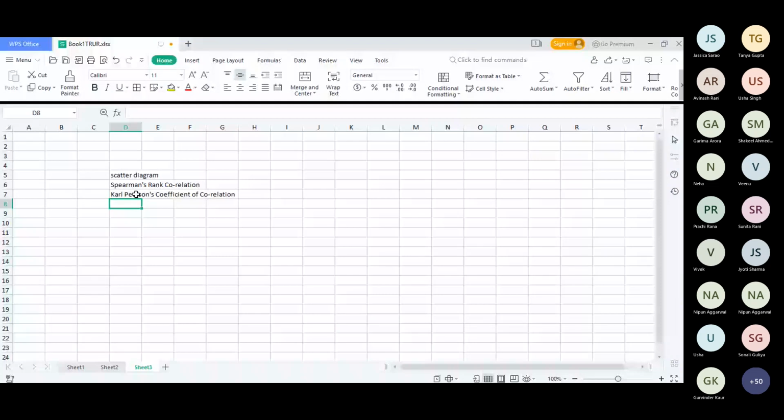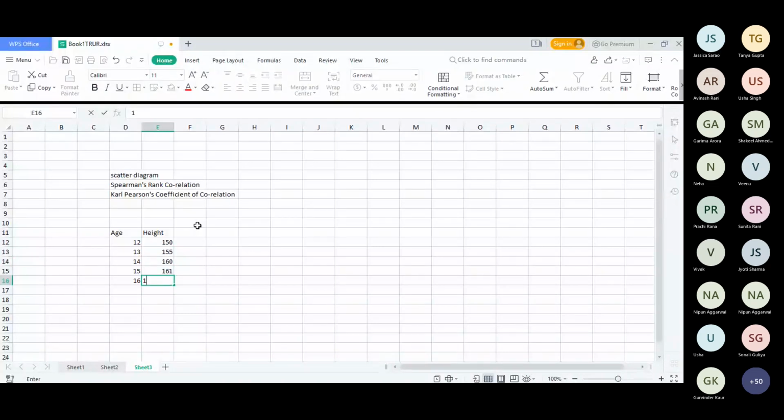The first one is the scatter diagram. A scatter diagram is none other than a graphical representation of two variables. Suppose we have the age and height of five individuals. Let's suppose the ages are 12 years, 13, 14, 15, and 16. The heights may be 150, 155, 160, 161, and 165 centimeters.